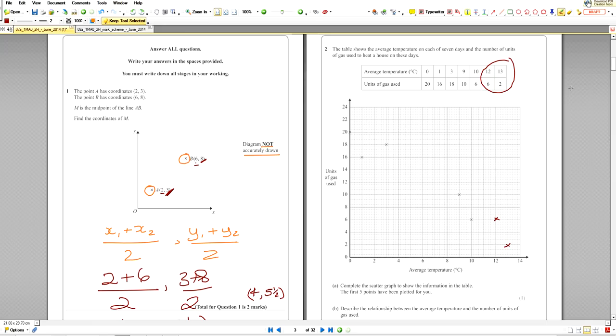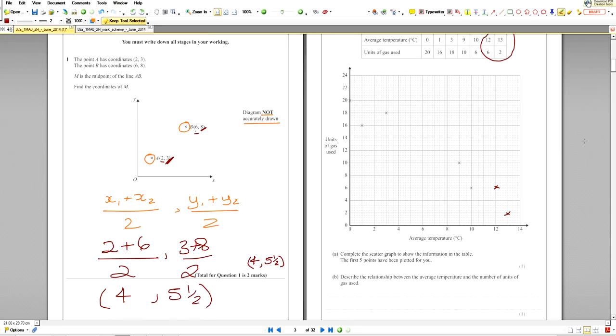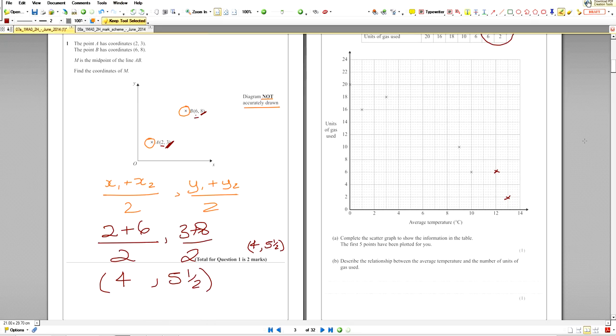Okay, lovely. Right, we should have those points. Then with the 2 points missing, I'm just going to move it up a bit. So we need to look at the bottom part of the question. It says complete the scatter graph to show the information in the table, which we've done. The first 5 points have been plotted for you, so we just plotted the last 2 points. It goes: describe the relationship between the average temperature and the number of units of gas used.